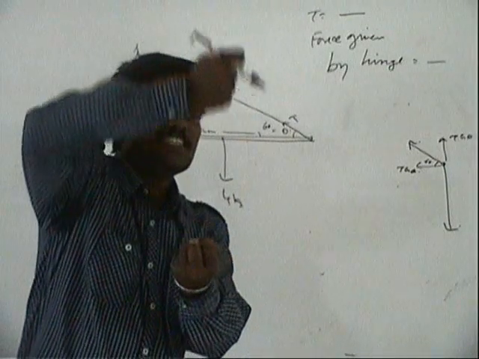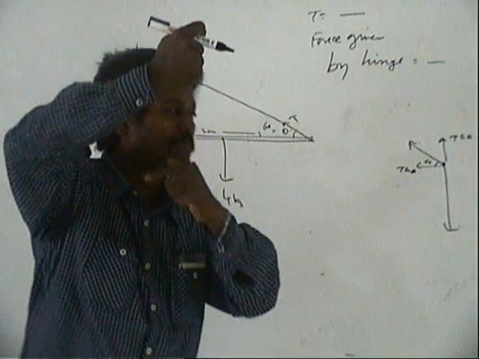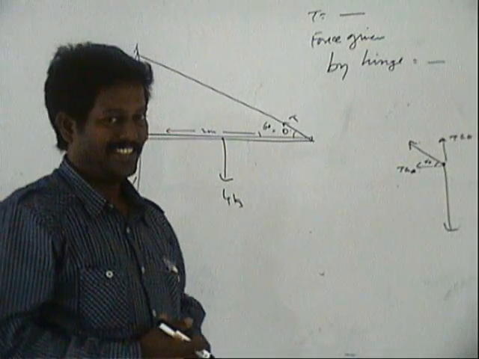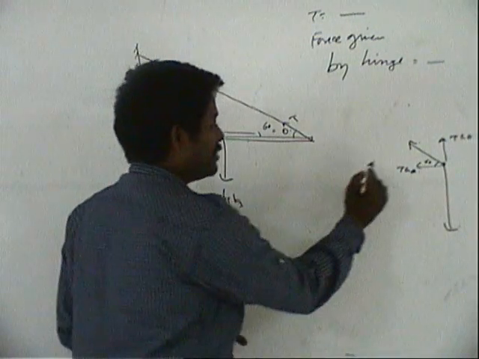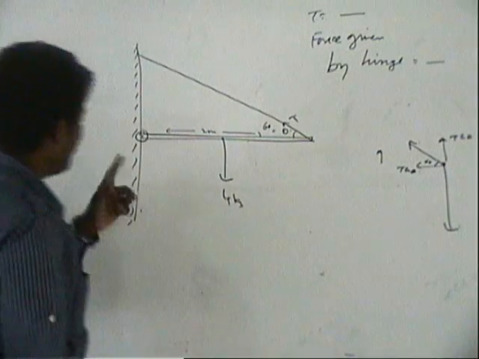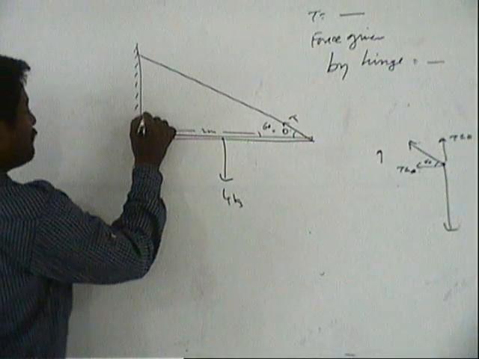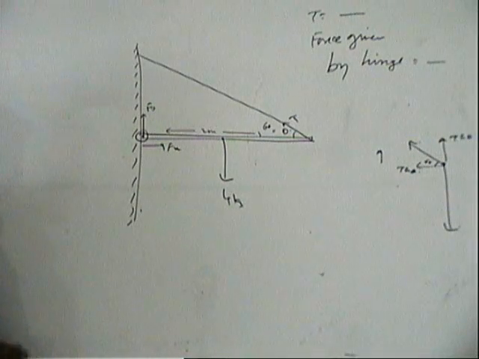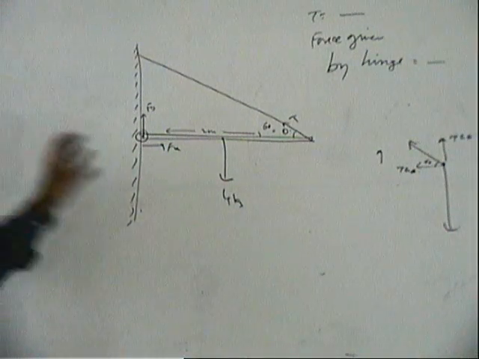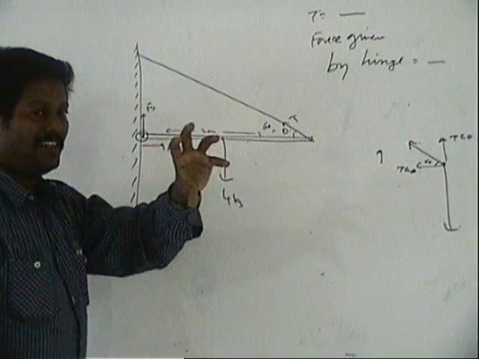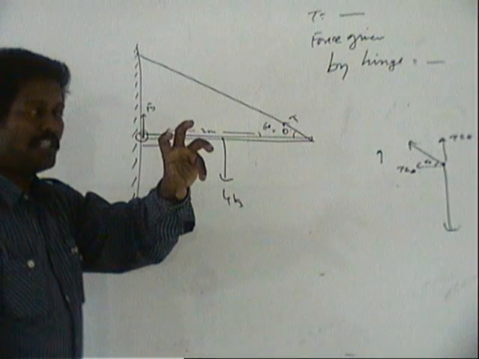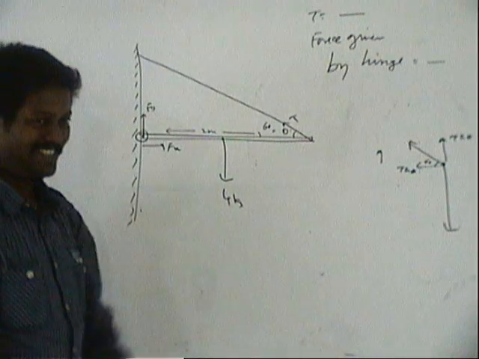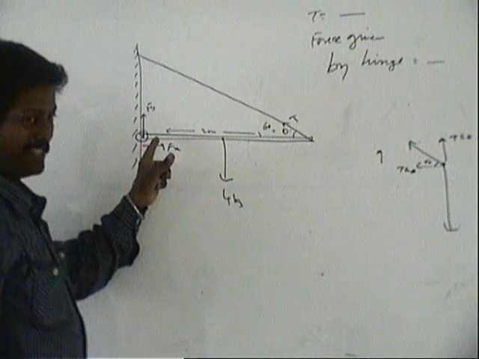When the whole body is suspended vertically, T will be mg. How can the component be equal to mg? There is no possibility. That means there should be some other force upward. That means the hinge gives Fy upward, Fx forward. That's the logic here. Otherwise, the triangle will not be completed in equilibrium. All the forces, when you put them in a triangle, the vector sum should become 0. That is why we have applied this concept.